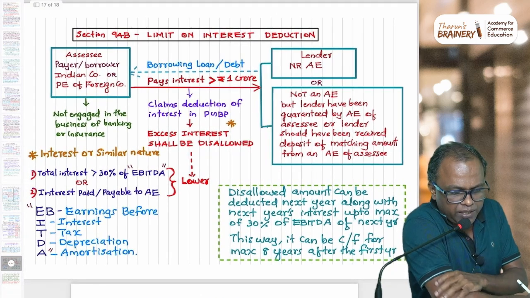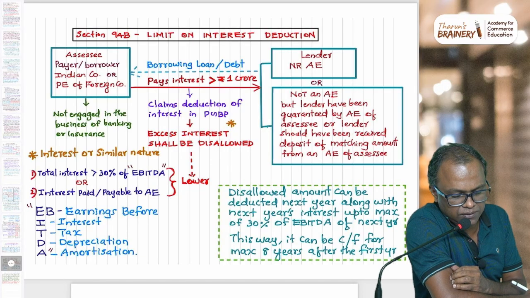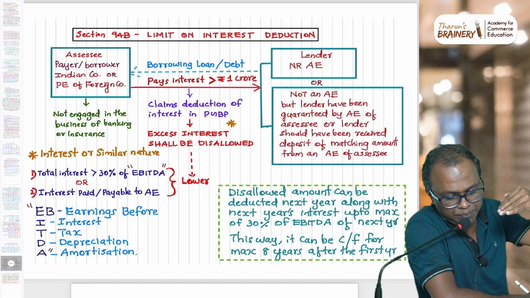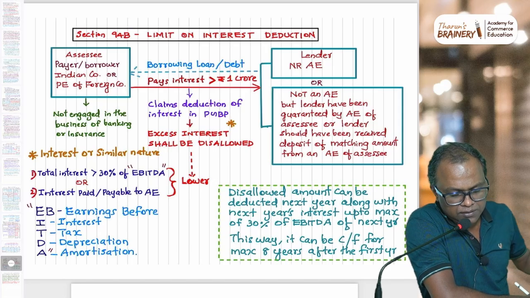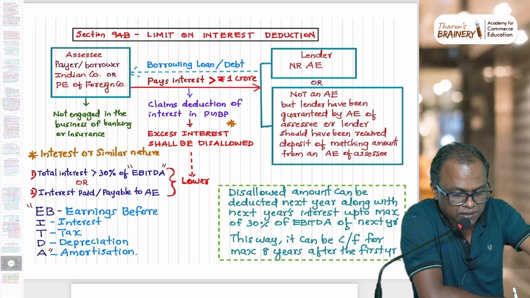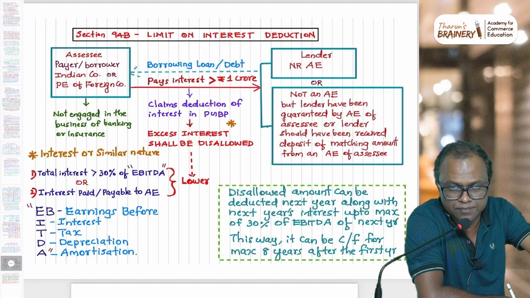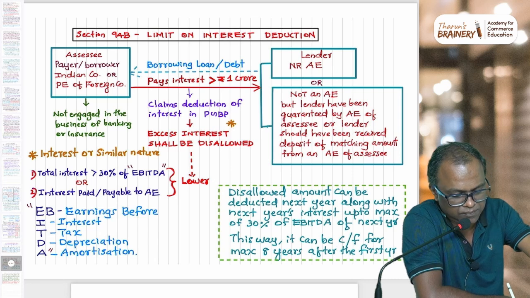The 94B section says that when an Indian entity makes an interest payment to a non-resident, including an AE, the total interest paid, including AE interest, should not exceed a particular limit. That limit is 30% of EBITDA. EBITDA means earnings before interest, tax, depreciation and amortization.